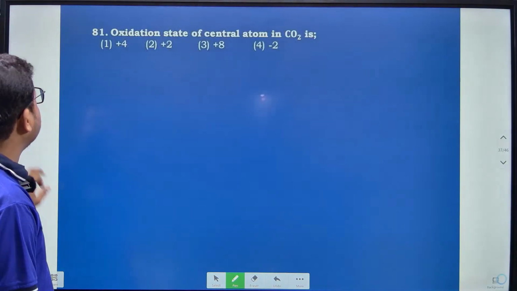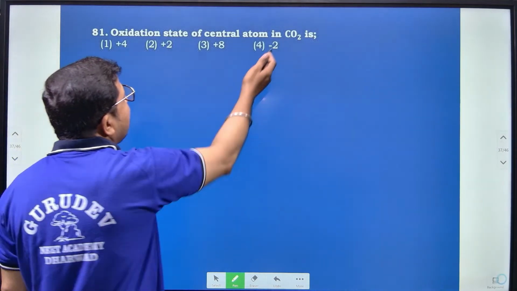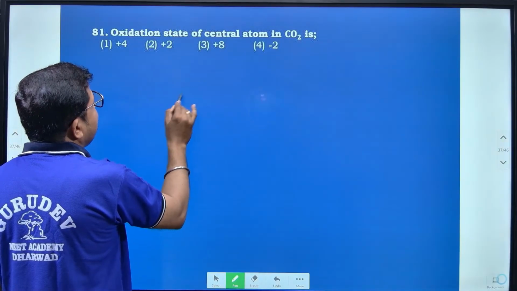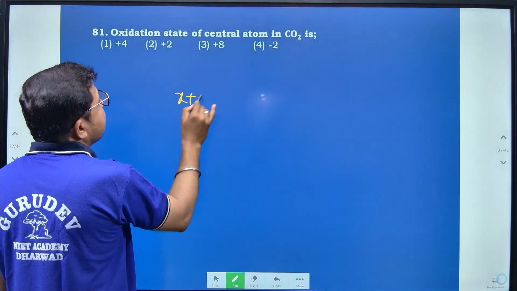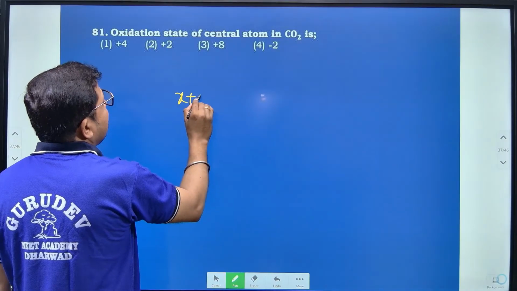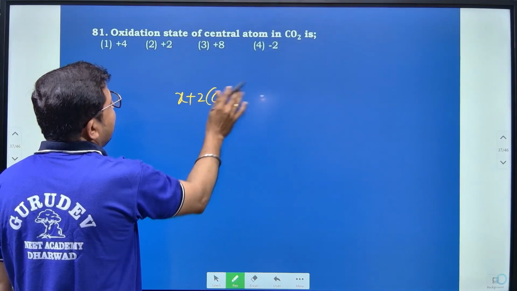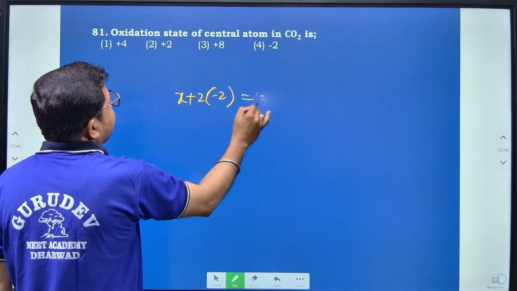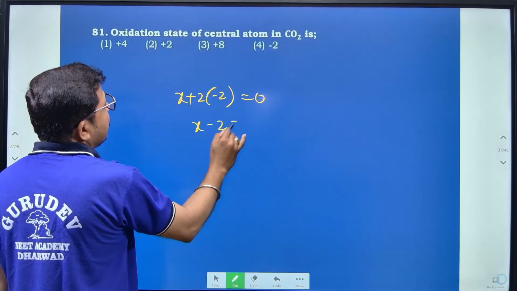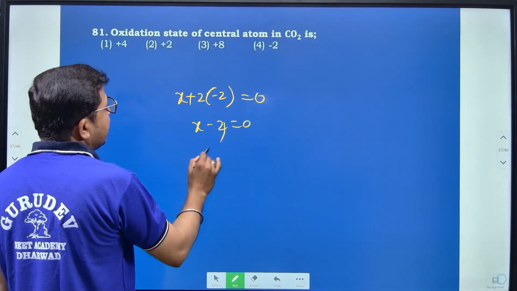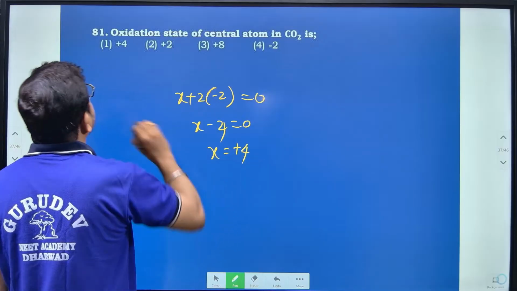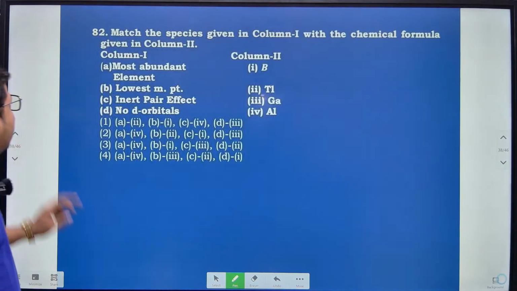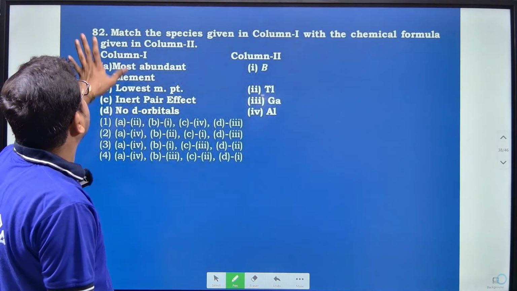And move to the next question, that is the oxidation state of the central atom in carbon dioxide. This is a very easy question they have asked, that is x plus, how many oxygens are there? There are 2 oxygens and each carries a minus 2 charge. Therefore x minus 2 into 2 is equal to 0, x minus 4 is equal to 0, x is equal to plus 4. Therefore the right option is option number 1. And move to the next question, question number 82.